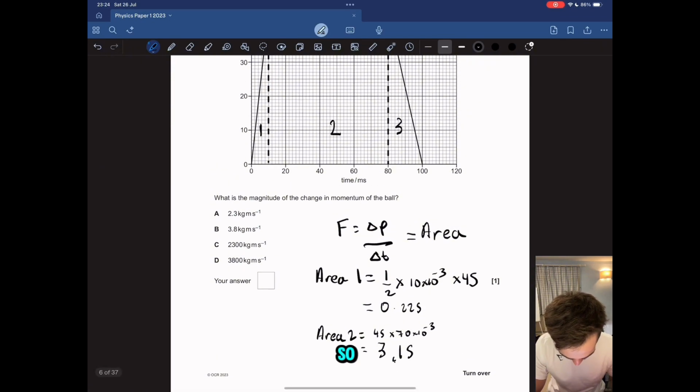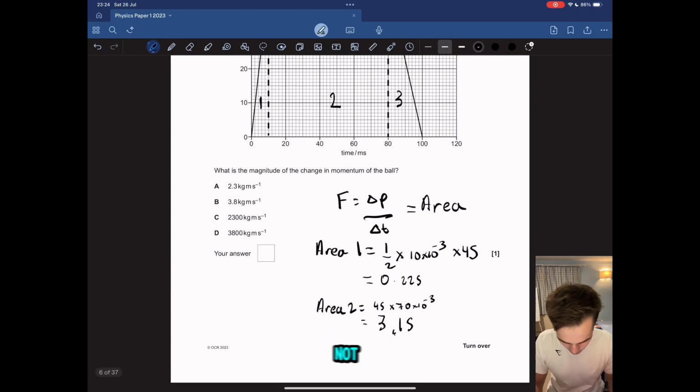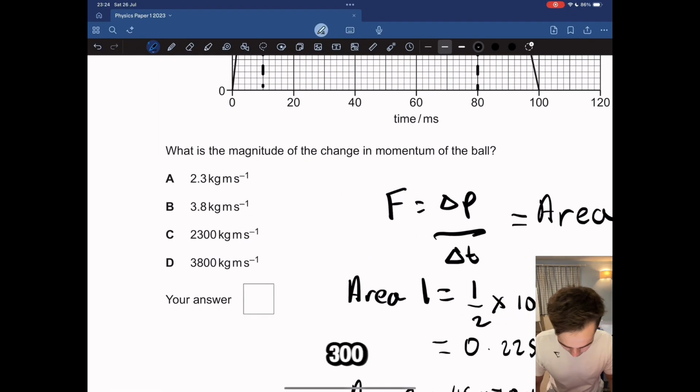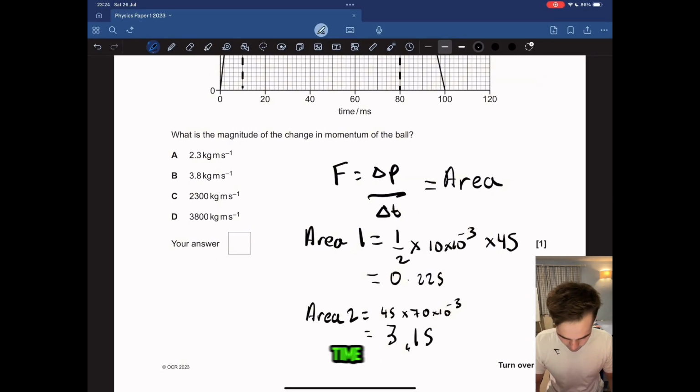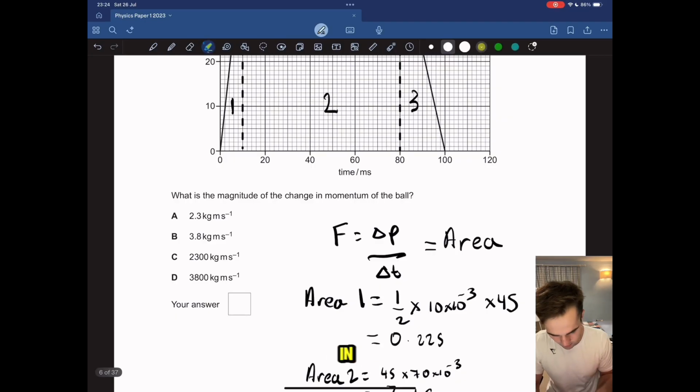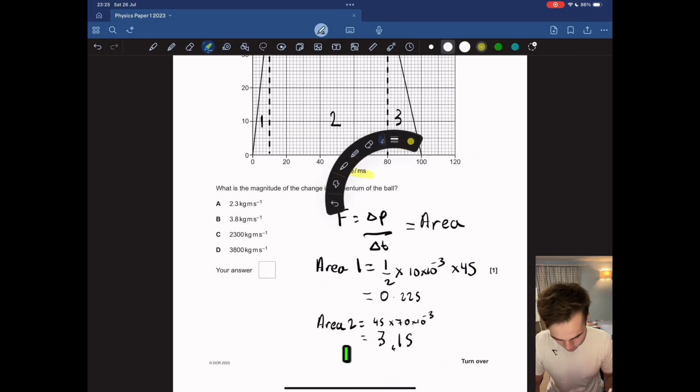So frustrating. It's more than 2.3, but it's obviously not in the magnitude of 2,300. I guess you'd get that if you forgot to times it by 10 to the minus 3 for the time, because obviously time's in milliseconds. So I guess we say it's B.